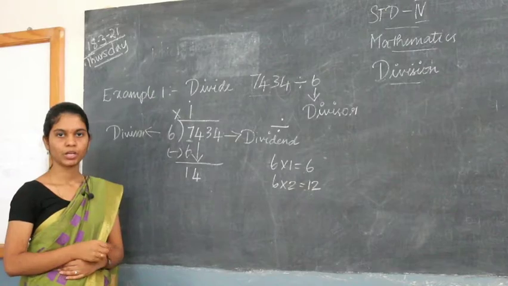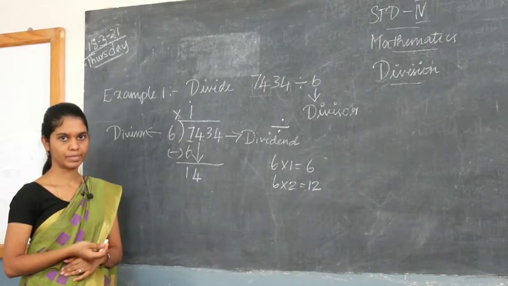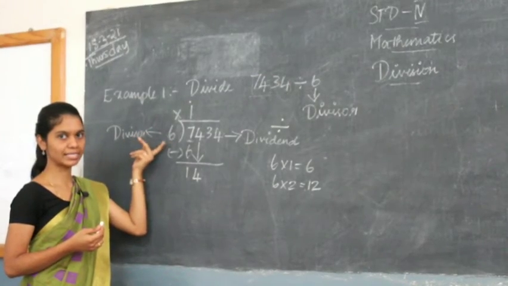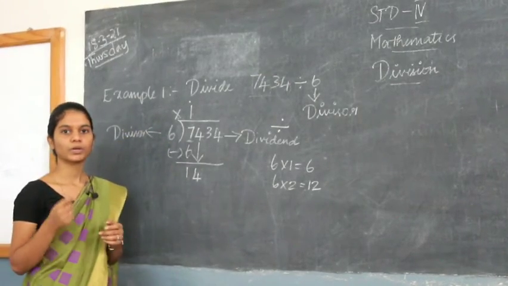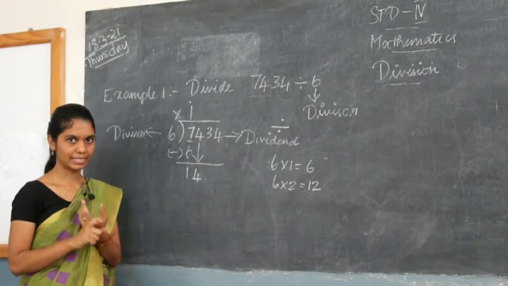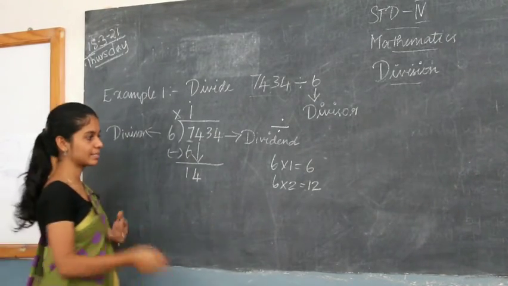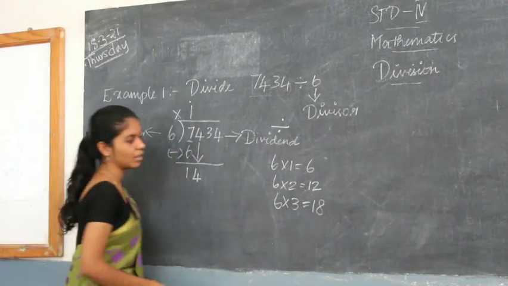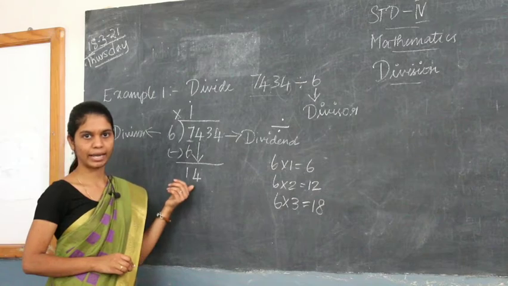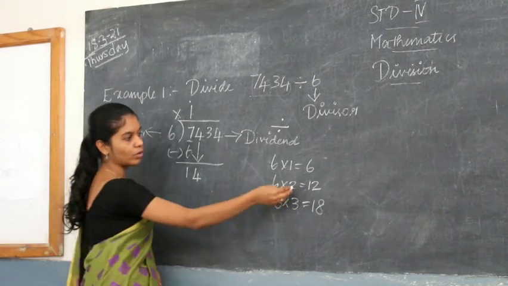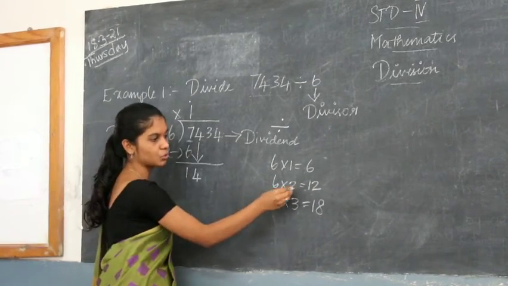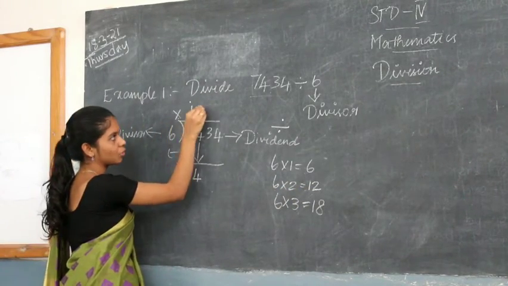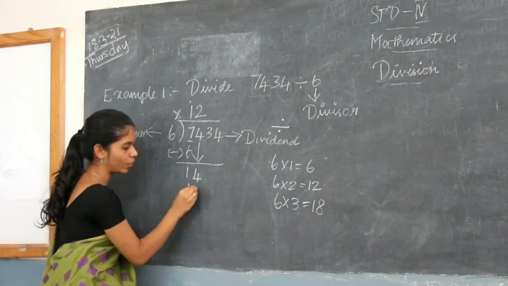Then what should you do? You should again start telling tables. Which tables? You should tell the divisor table. Your divisor is 6. 6 ones are 6, 6 twos are 12, 6 threes are 18. 6 threes are 18, which is greater than 14, right? So you will go to the number before, which is 6 twos. 6 twos are 12. So 6 multiplied by 2 gives you 12.